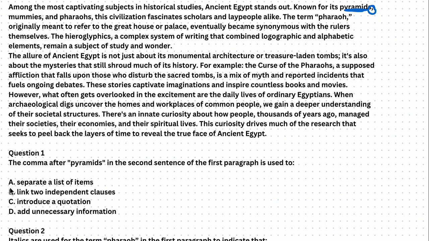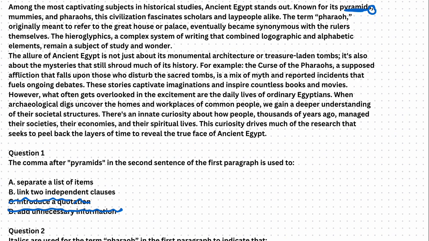D, is it adding unnecessary information? Known for its pyramids, mummies, and pharaohs. So really, even if you thought it was unnecessary information, this is a passage that's already out there, and this is not about an opinion. So automatically, I would say no. Comma doesn't add unnecessary information, and it's not your call to make whether that's unnecessary information or not. C, does it introduce a quotation? I don't see any quotations, so automatically I can eliminate that.